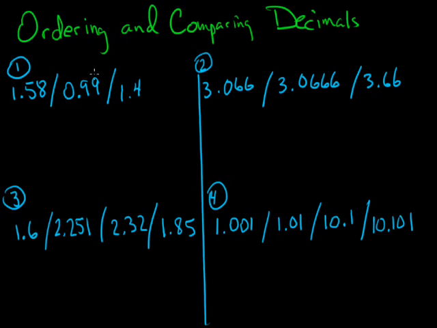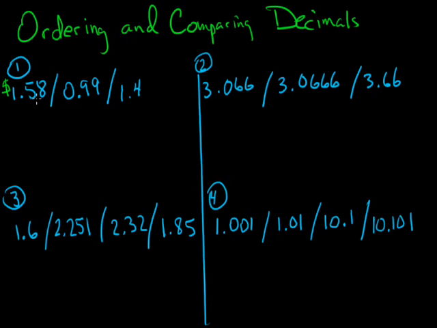So, to make it easier to understand decimals, you have to just think of them as money. And I'm going to give you some strategies to do that. So, let's look at example number 1 here, where we have 1.58 or 1 and 58 hundredths, 99 hundredths, and 1 and 4 tenths. Well, I just said them the correct mathematical way, but let's just think of them as money, and I'll talk about them in a different way now.